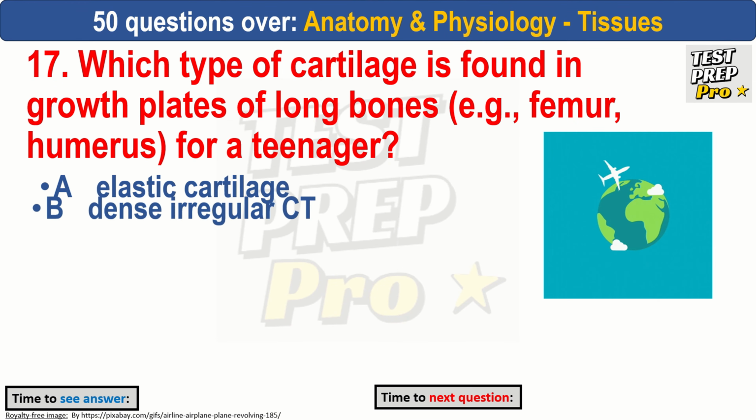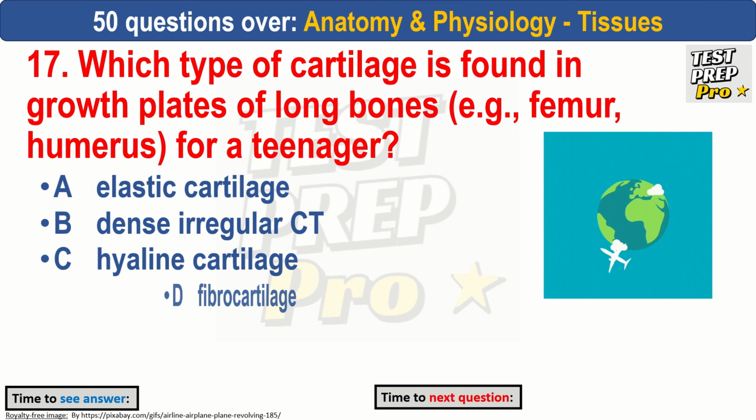Which type of cartilage is found in growth plates of long bones, like the femur of the thigh and the humerus of the upper arm for a teenager? Is it elastic cartilage, dense irregular connective tissue, hyaline cartilage, or fibrocartilage?